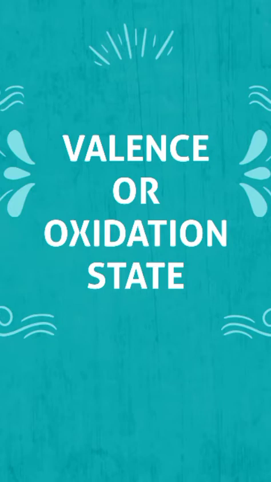Next property, valency or oxidation state. This property is understood in terms of the electronic configuration. Valency is same throughout the group. This property is useful in predicting the formula of compounds formed by elements. I will show you an example.